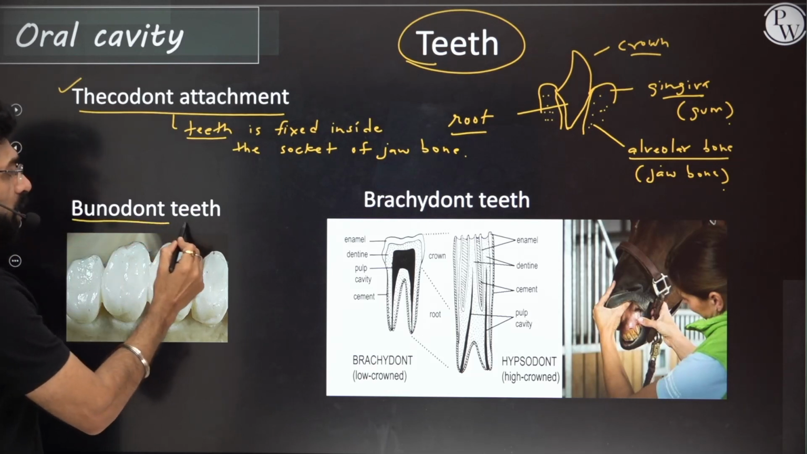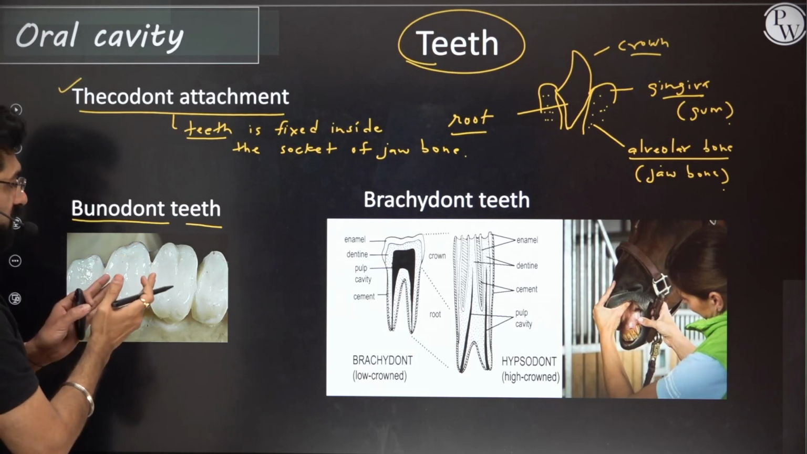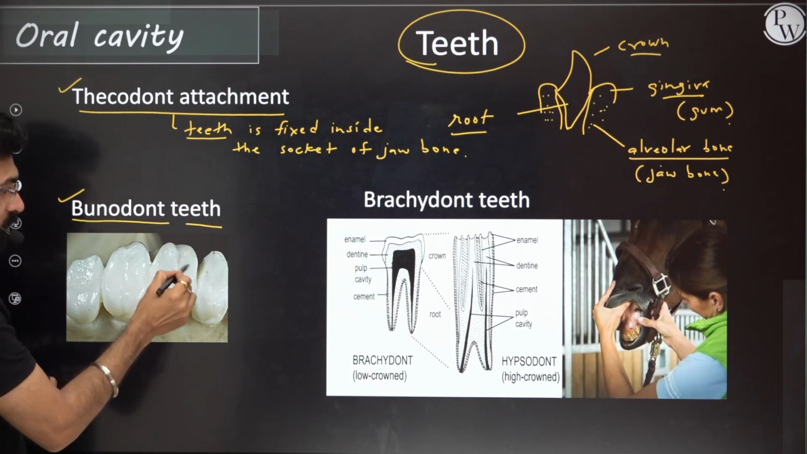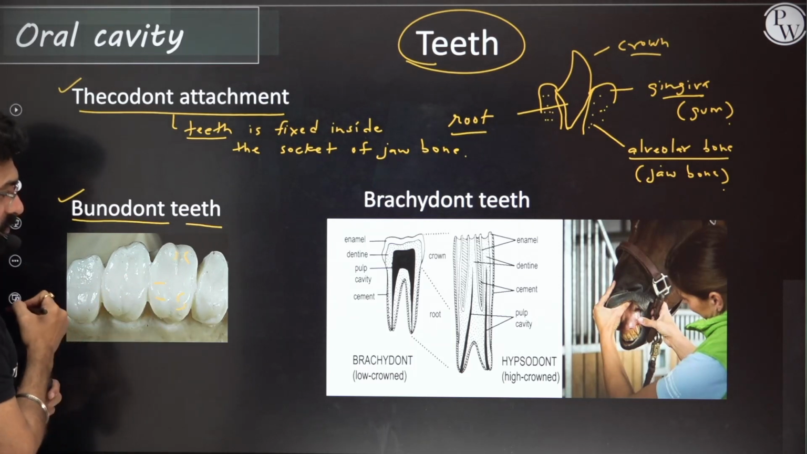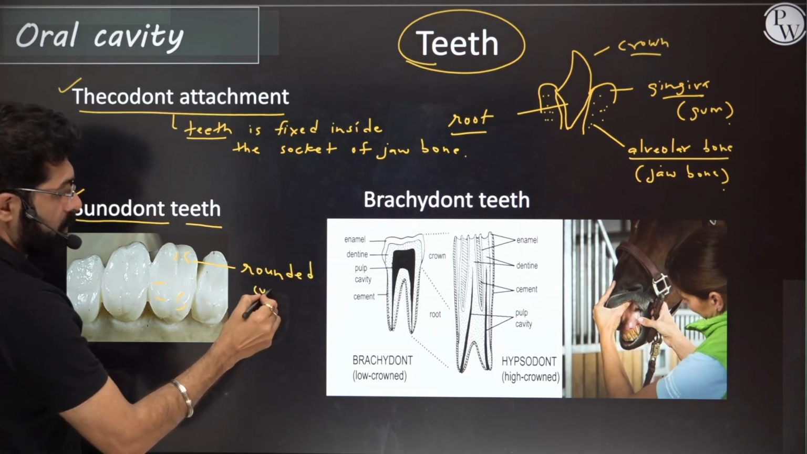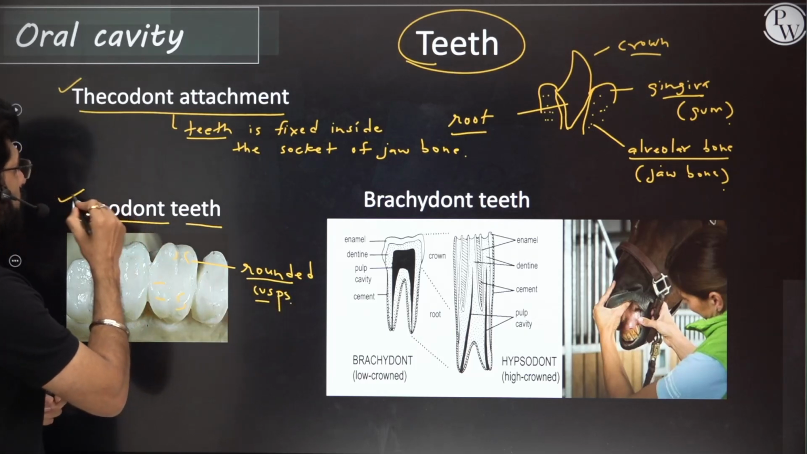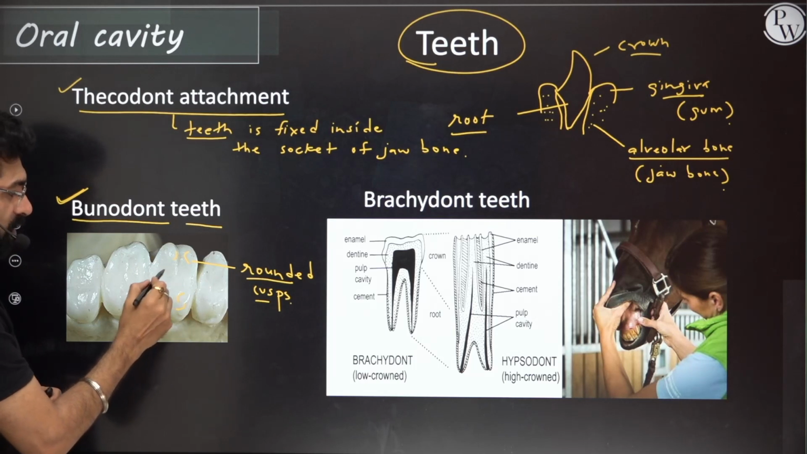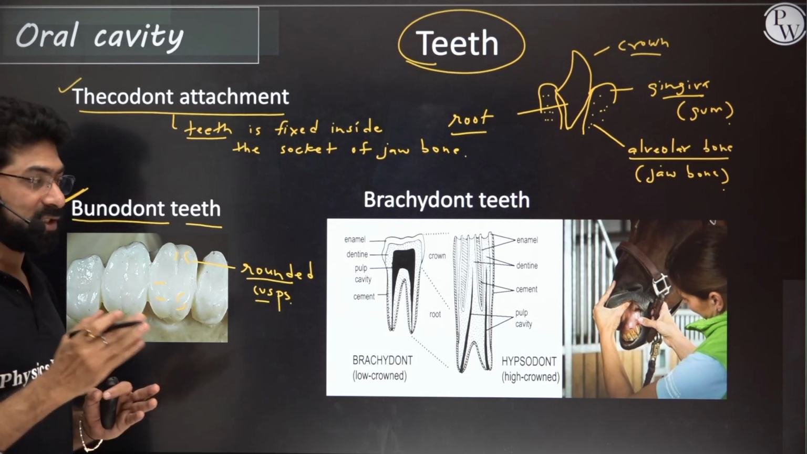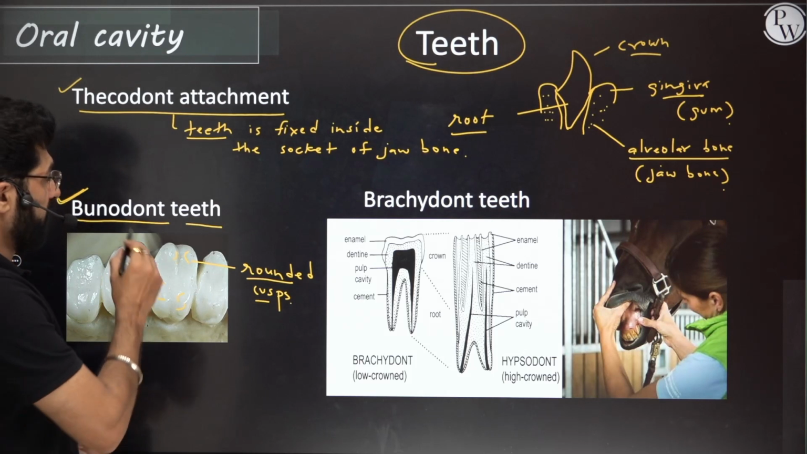You also have bunodont teeth. You can see, you will see a similarity with these teeth. Your teeth are just like this. These are called bunodont teeth because you have the cusps as rounded ones. So when you have rounded cusps in your premolars and molars, it is called bunodont teeth. So bunodont teeth are a characteristic of mammals. Not all mammals, but especially humans and rabbits have the bunodont teeth. They have rounded cusps.